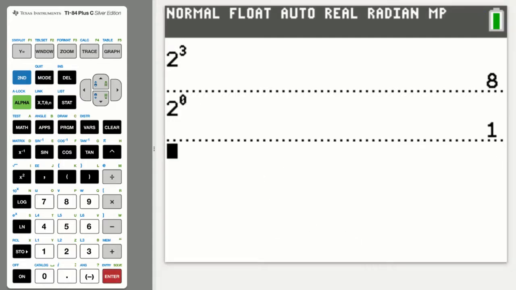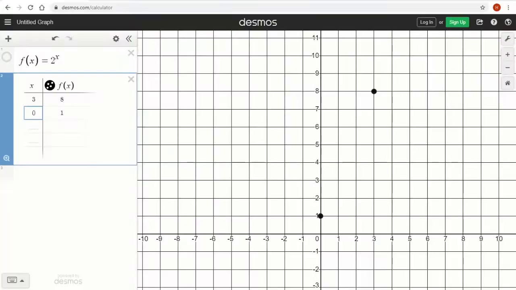And how about a different input value? On my table here for the x value, I am now going to give a negative value. So far you can see that when x equals 0, we have a point down here at (0, 1), and when x equals 3, we had the point (3, 8).